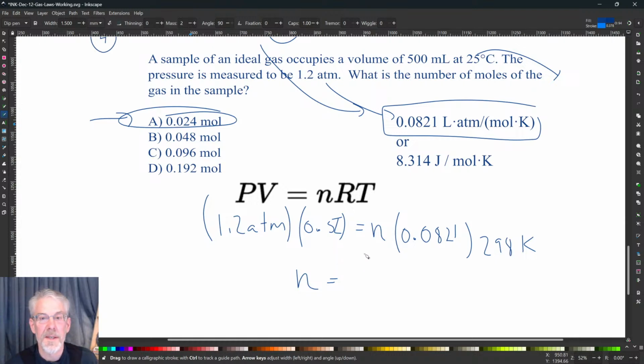Am I rounding to 2 significant figures? Technically here, it looks like you could argue that this is only 1 significant figure. But yeah, this here counts as 2 significant figures. So yeah, I'm rounding to that.